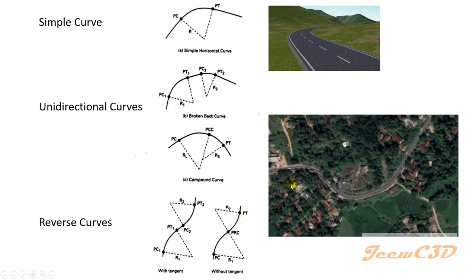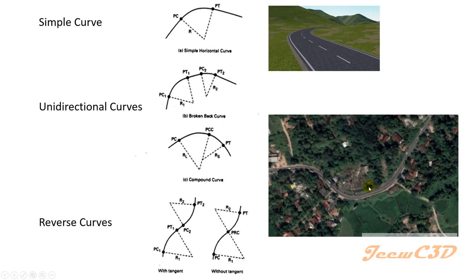So if I look at this image, you can see here I have a curve going in this direction and I have another curve in the same direction with a small straight section in the middle. So we call this a broken back curve. You have a curve in the same direction, you have another curve with a straight section in the middle. So if you don't have this straight section, only these two curves, you call it a compound curve. In here you can see this curve is coming this direction and it is changing the direction to the other side. You call it a reverse curve, coming from this side and changing the direction to the other side. So in this section you have a reverse curve, in this section you have a compound curve.